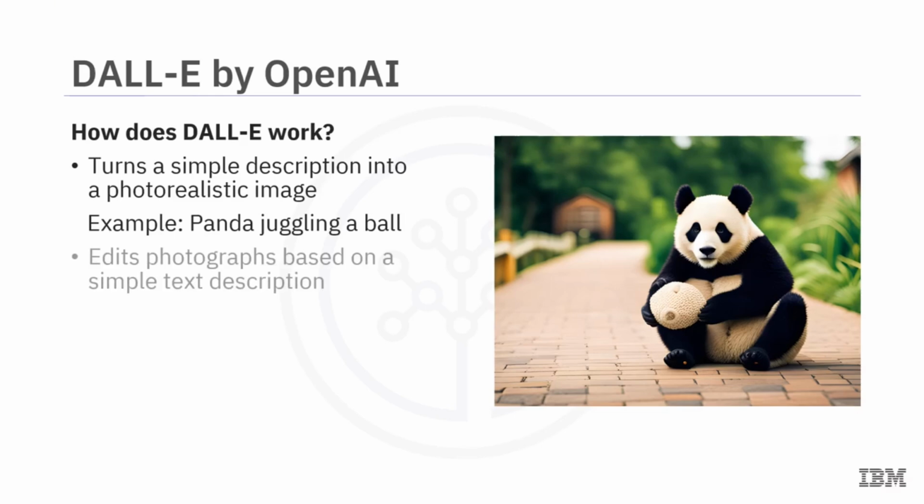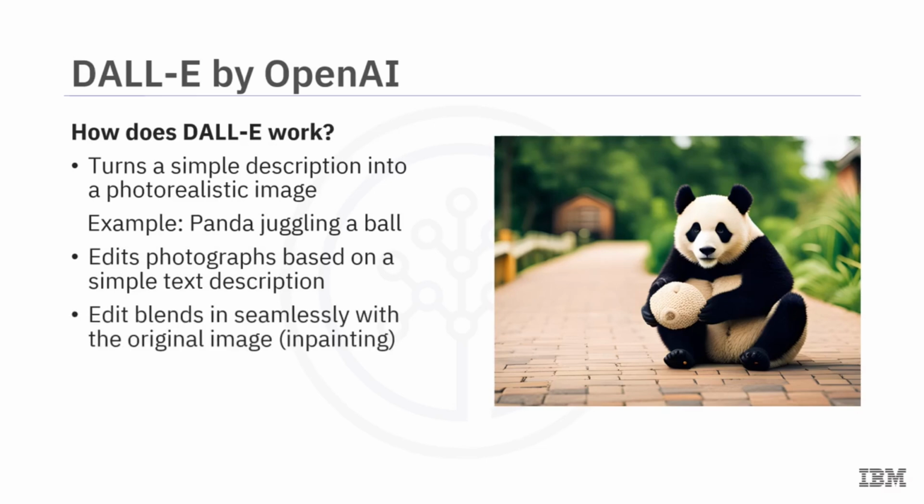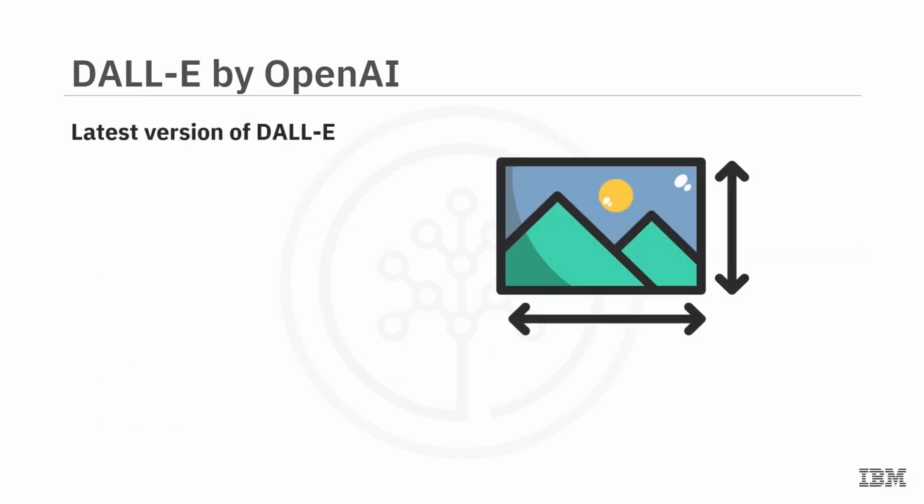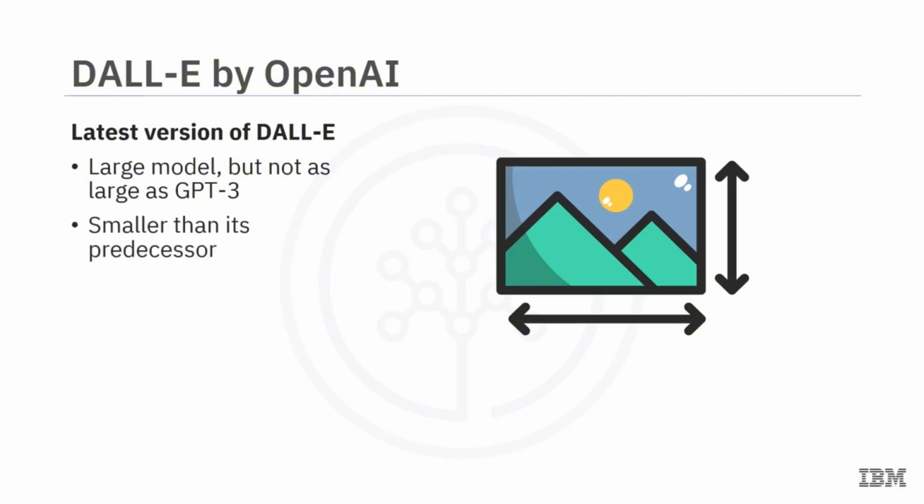Not only that, but DALL-E can also edit photographs based on a simple text description, such that the edit blends in seamlessly with the original image. It's called inpainting. DALL-E is special because deep learning allows it to understand individual objects such as pandas and balls and how things are related. The latest version of DALL-E is a large model, but not nearly as large as GPT-3, and interestingly, smaller than its predecessor. Despite its size, this newer version generates 4 times better resolution images than the former version of DALL-E.